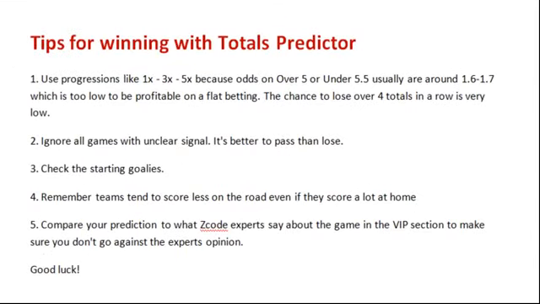And here are some important tips about winning with the totals predictor. Use progressions like 1x, 3x, 5x, because the odds on over 5 or under 5.5 are usually around 1.6 to 1.7, which is too low to be profitable on flat betting. The chance to lose over 4 totals in a row is very low.